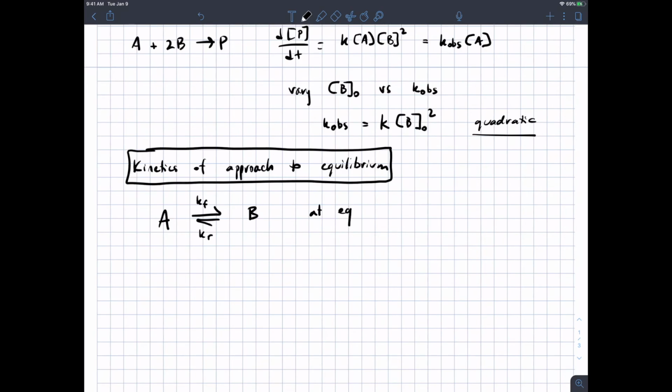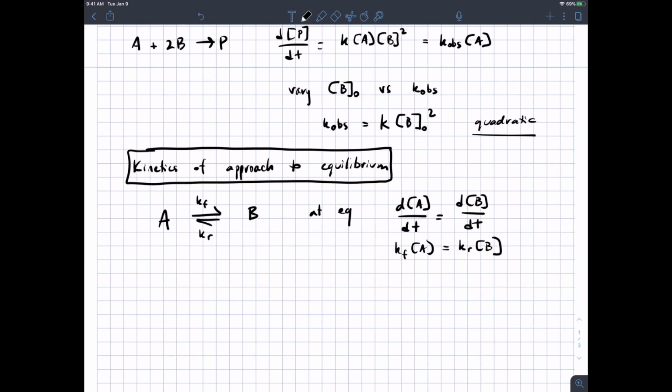At equilibrium, the overall rate of change in A and in B is equal to 0. But the reason for that is because the rate of change in A is balanced by the rate of change in B, right? So the forward rate is as fast as the backwards rate, or alternatively, Kf times the concentration of A equals Kr times the concentration of B.